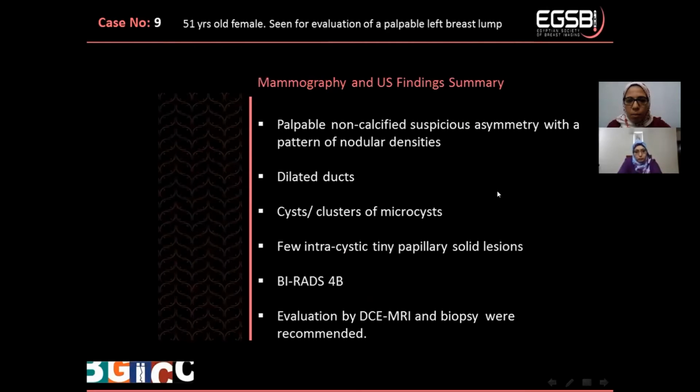It was a very questionable case for us. As you can see, this presentation could represent anything. It's an asymmetry, there are dilated ducts, there are clustered cysts, there are some intraductal papillary solid lesions. So it could be anything from a typical form of fibrocystic changes, apocrine metaplasia, papillomatosis with cystic changes, or even a form of malignancy that we couldn't guess. So we gave it a BI-RADS 4B, and we recommended an evaluation by MRI and also a biopsy.